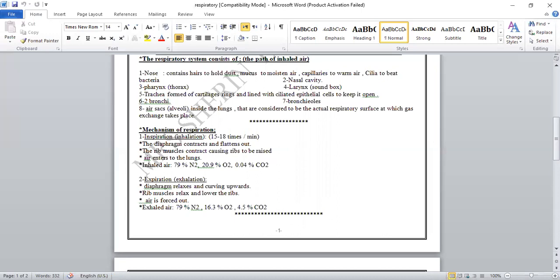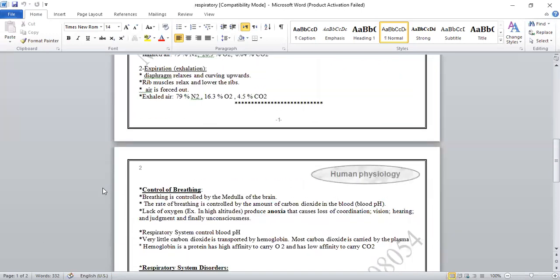A ratio of nitrogen will not be changed. Inhaled or exhaled nitrogen ratio 78%, 79%. لكن oxygen or carbon dioxide ratio will be changed. Oxygen by 16.3% with carbon dioxide by 4.5%. Understand the difference between inhalation and the exhalation mechanisms? Yes. أعيده؟ لا تمام.